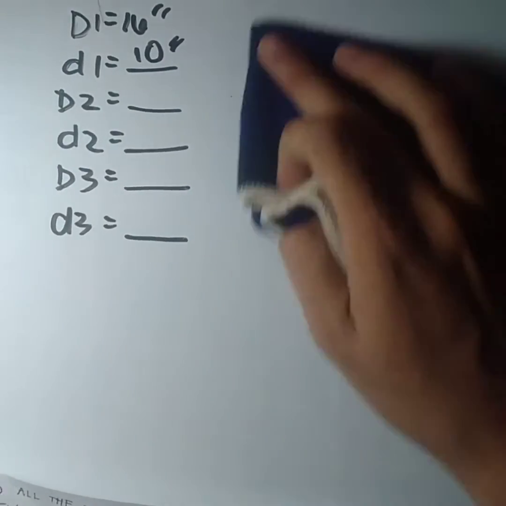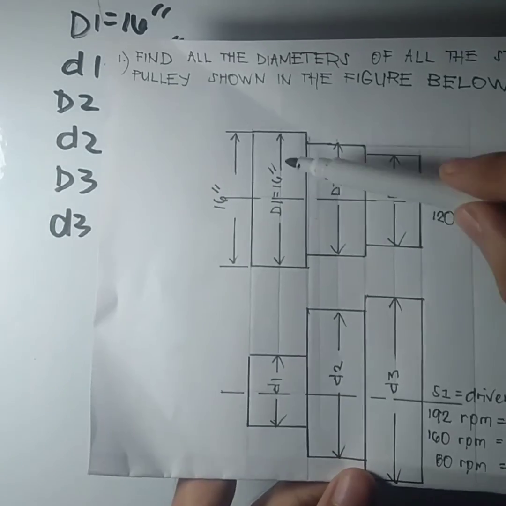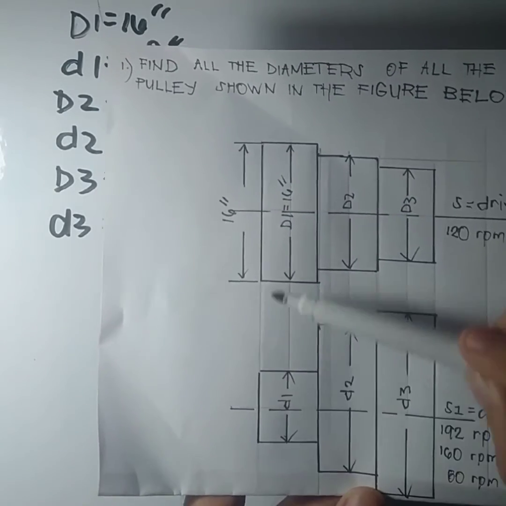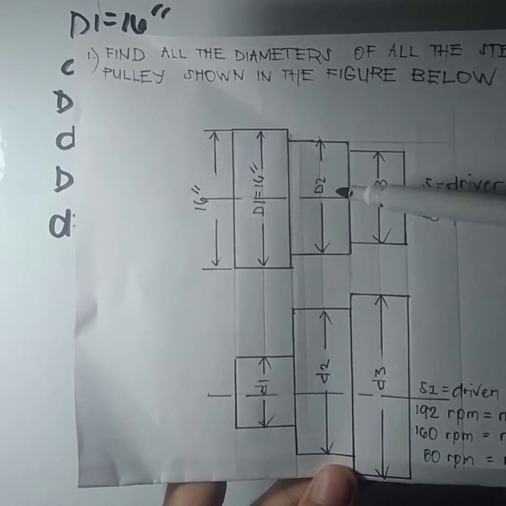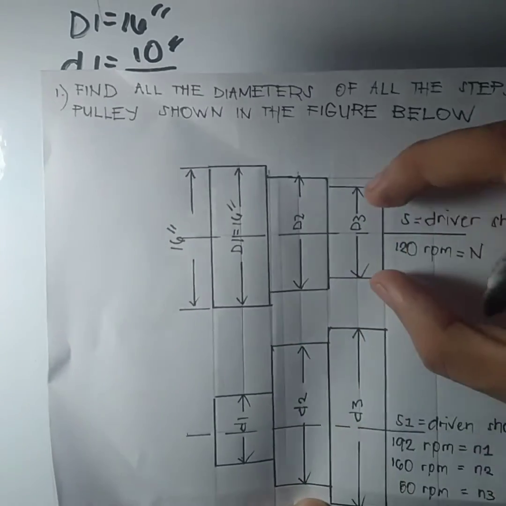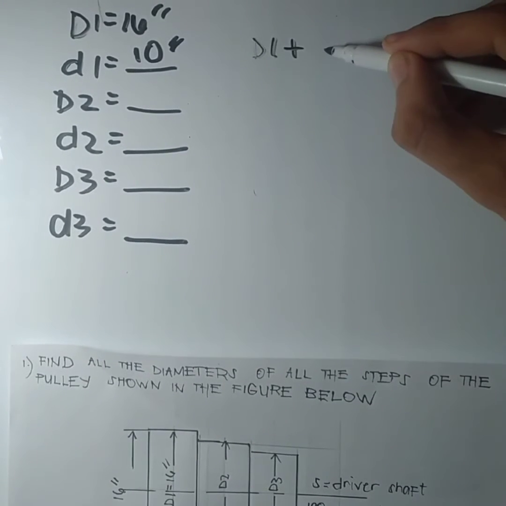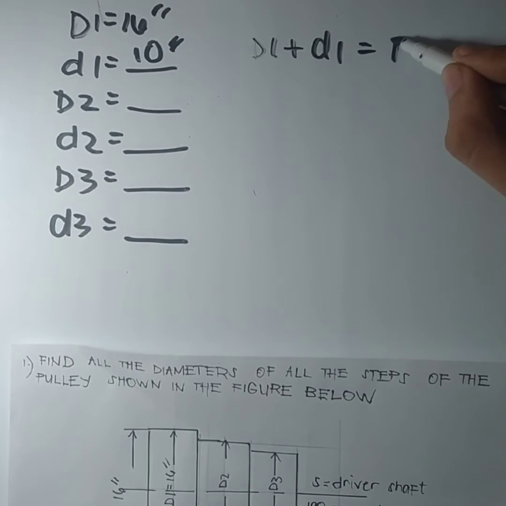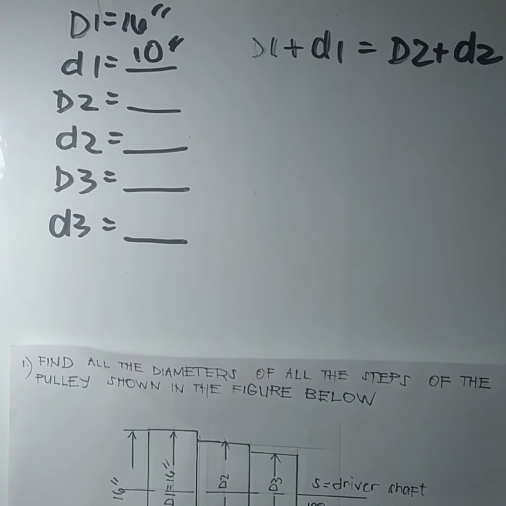So, sa ating step pulley in cross belts, we have this ruling na kapag pinag-add mo ang diameter 1 ng driven at driver shaft ay kailangan pareha siya sa another step, or kapag pinag-add mo ito dito, kailangan pareha siya dito at ganoon din dito, pati rin dito, which means diameter 1 plus diameter 1 is equal to diameter 2 plus diameter 2 ng driven shaft, and so on and so forth.